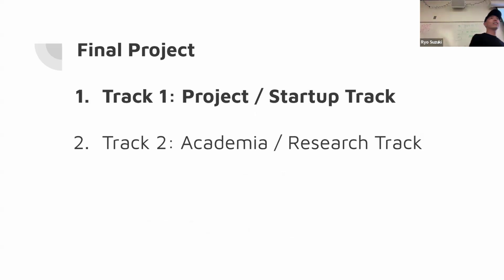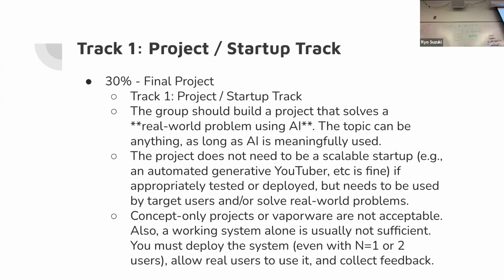So the first track is the project, or so-called startup track. That is more focused on a deployable or working system using AI or generative AI. There are tons of AI startups out there, or any kind of startup or product that uses AI. So the goal is to develop one using AI. The group should build a product that solves some kind of real world problem using AI. Any kind of problem or target user is fine, and the topic can be anything as long as AI is used. I leave it to your creativity. And also, this is an idea like a startup pitch.